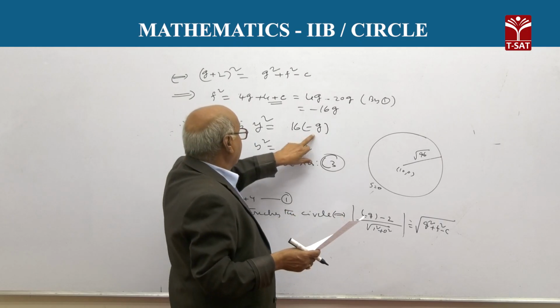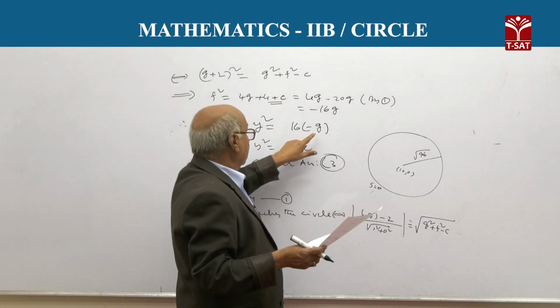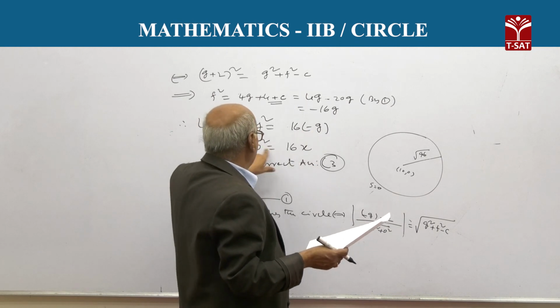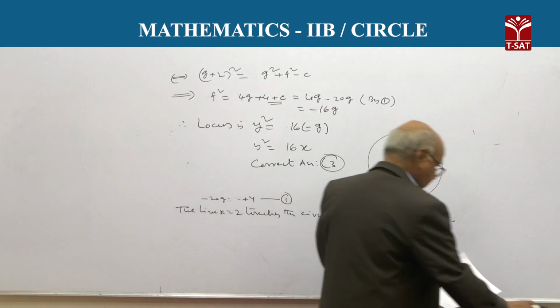So, here the center is minus g, minus f. So minus g is x. So, therefore, y square is equal to 16x.